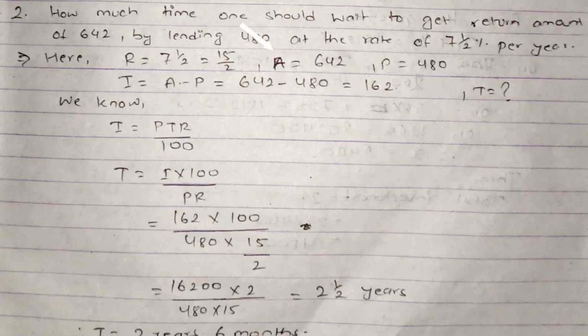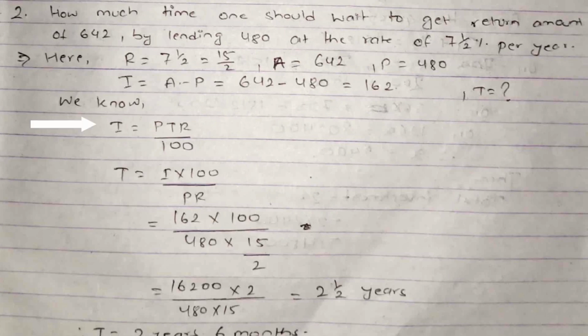Amount is given to be 642 euro. This 642 euro is found by adding the principal and interest both. So our total amount is 642 euro, and we have our principal to be 480 euro. We know that the amount is calculated by adding principal plus interest. So we can calculate interest by subtracting principal from amount. So here 642 minus 480, which equals 162, is the interest amount. So we have to calculate the time. Now we know the formula: interest is equal to PTR by 100.